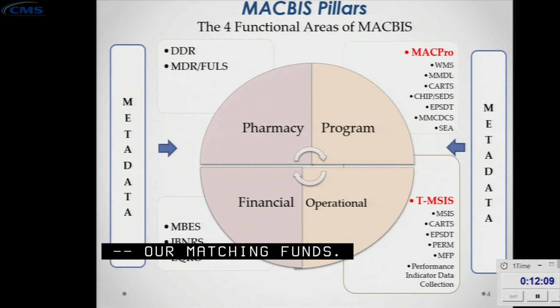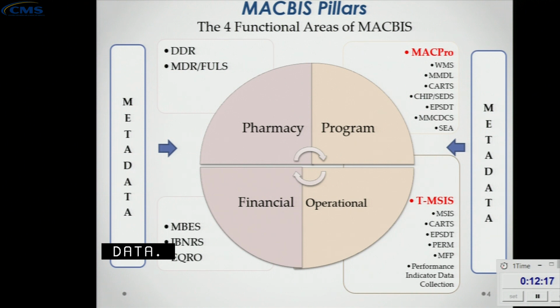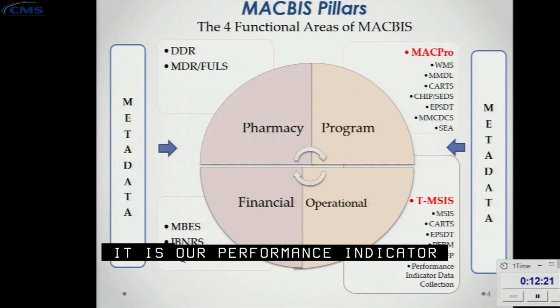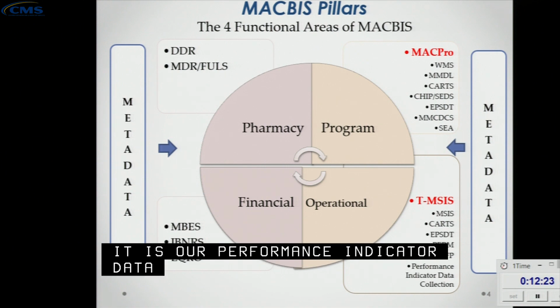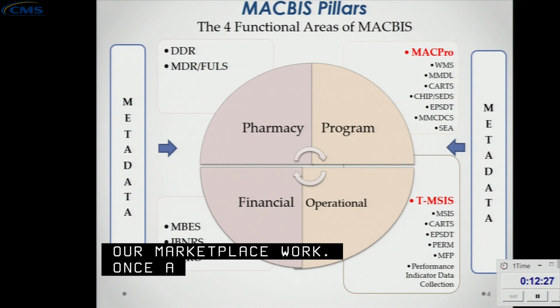The other one is operational data. So this is what I was talking about, moving from MSIS to transformed MSIS, TMSIS, but it's also our performance indicator data. For those of you who are watching our marketplace work, once a month in collaboration with the Assistant Secretary for Program Evaluation, we issue a report on marketplace enrollment. And it shows both the qualified health plan enrollment and Medicaid and CHIP enrollment.